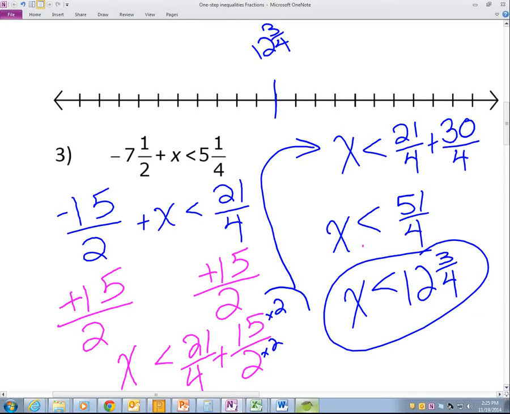Right in the middle, 12 3/4. And it's going to be 1, 2, 3, 4, 5. This one's going to be 13. 1, 2, 3, 4, 5. This one's going to be 12 2/4 or 1/2. 1, 2, 3, 4, 5. This one's going to be 12 1/4.